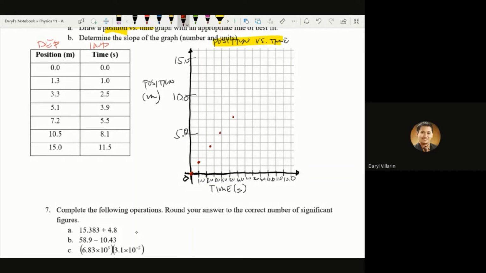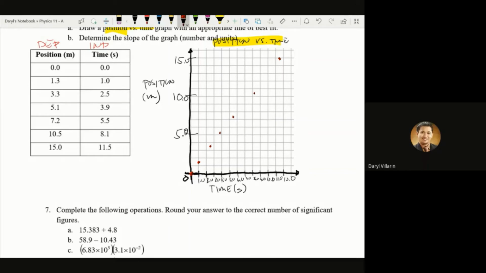And then the value of my y is 10.5. So in between 10 and 11. So maybe somewhere here. Okay. And then lastly, you have 11.5. Then it should be at 15. So somewhere between 11 and 12, at 11.5, and then 15. It should be somewhere here. So this is how you plot your data points.